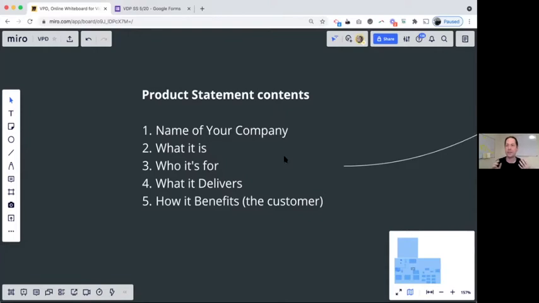Okay, so what's in a product statement? It's basically the name of your company, what it does, who it's for, what it delivers, in other words, the key feature, and how it benefits them, or the key benefit, right? So this is all it is basically. Somebody says, okay, I'm Dan, so you know who I am, right? And what it is, well, is it an app? Is it a marketplace? Is it an ecosystem? Is it a book? Is it a class? Whatever, right? It's just how we're actually delivering the actual value proposition.